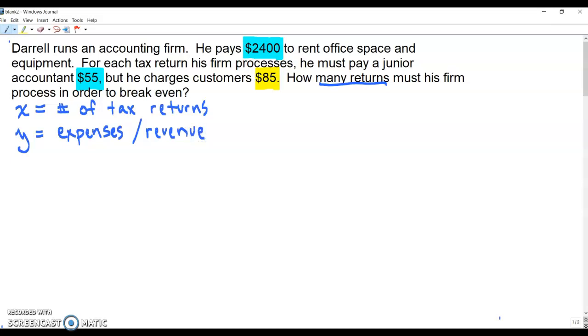Okay, so he pays $2,400. So his expense is going to be $2,400 plus 55 per return. That sounds like a slope. So if he processed no returns, he would only have to pay $2,400. If he processed, say, 10 returns, he'd have to pay $2,400 plus $550. Now, there's only one way he makes money, $85 per return.